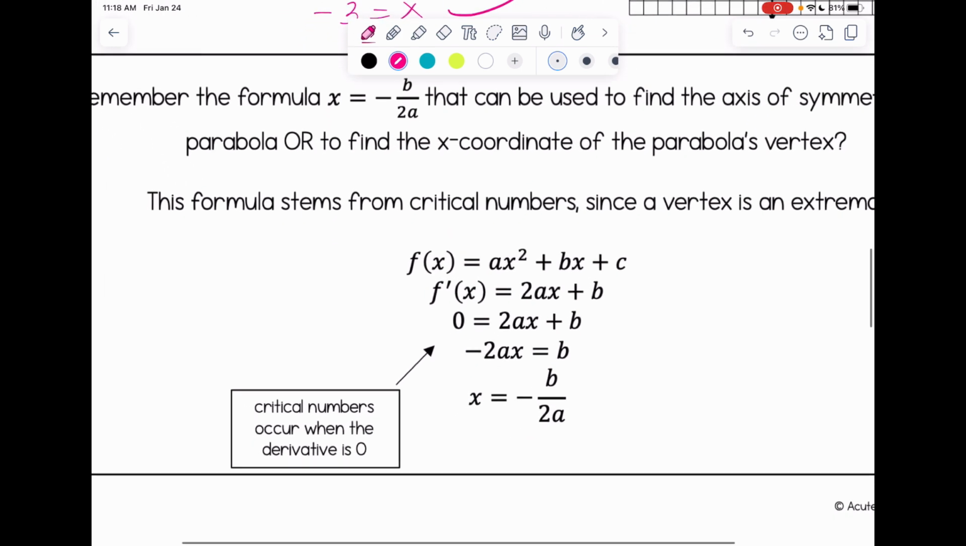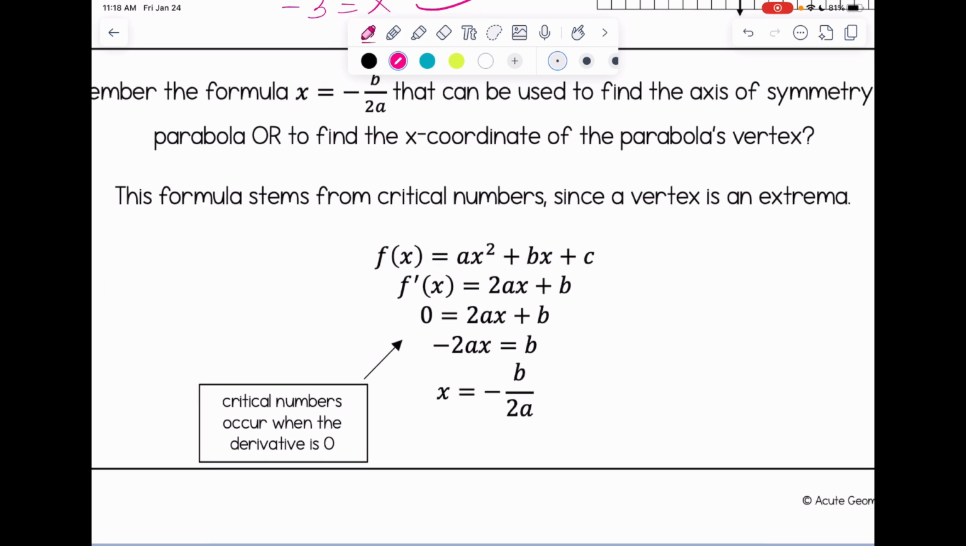If we look at standard form of a parabola, f of x equals ax squared plus bx plus c, and we take the derivative of it, we would get f prime of x equals 2ax plus b. If we solve that for x, we move the b over, we divide by 2a. There comes our formula for axis of symmetry, or again, the x coordinate of the vertex, which is x equals -b over 2a. So again, that formula that you learned in Algebra 1 really stems from this idea from calculus.